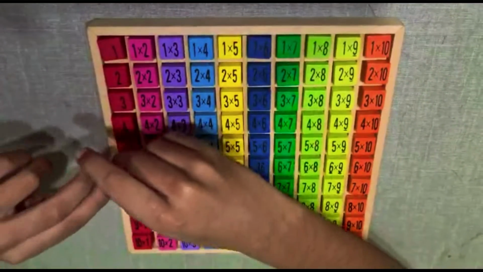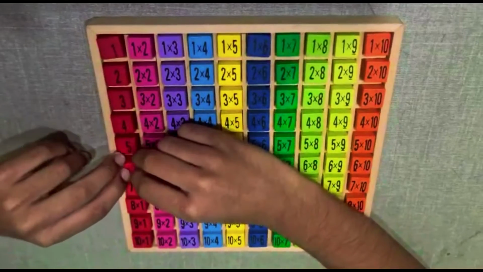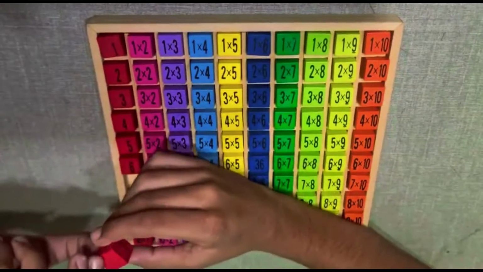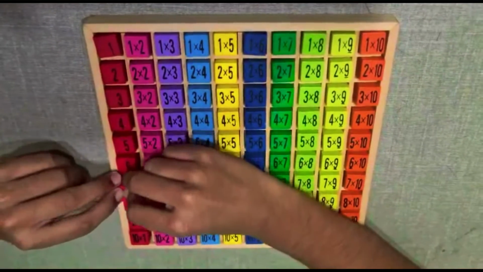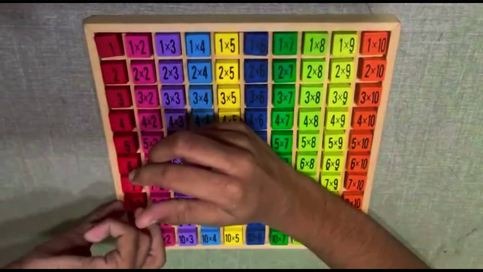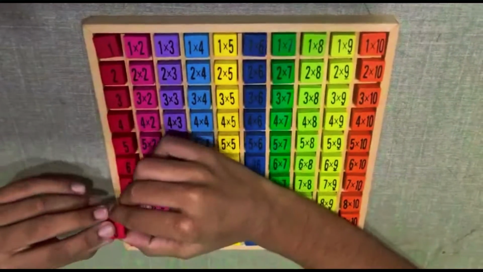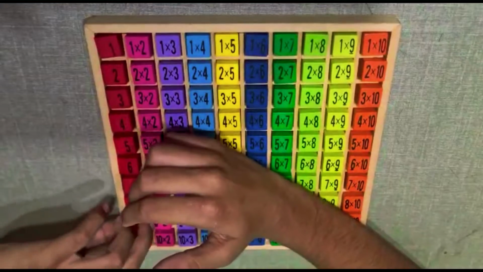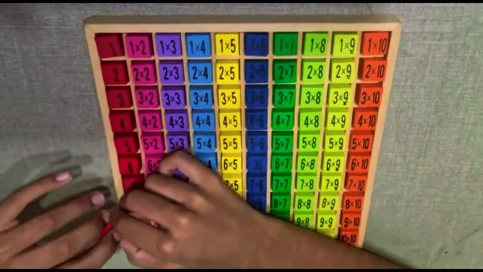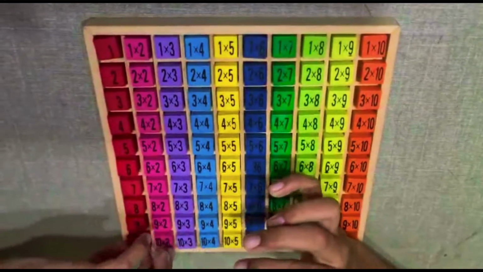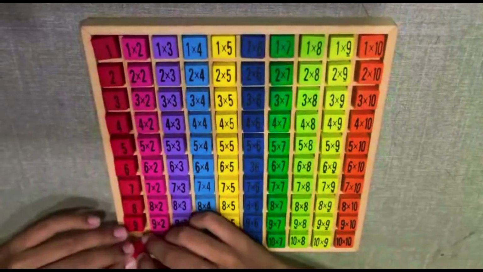6 into 1 equals 6. 7 into 1 is 7. 8 into 1 is 8. 9 into 1 is 9. 10 into 1 is 10.